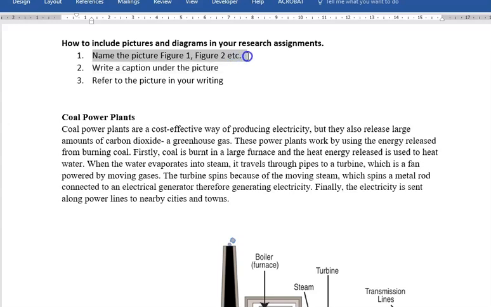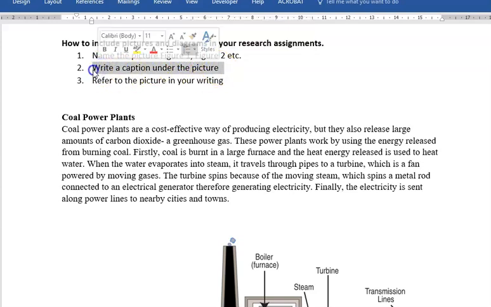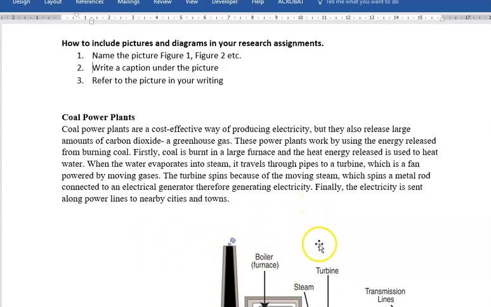Firstly, when you find a picture, make sure you actually name it. And the common way of doing it is calling each picture figure 1 and then figure 2 and so on. So the first picture you put into your assignment, you can call it figure 1, and then you need to write a caption as well. So that's the second one. After you've named it figure 1, write a caption which explains the picture. So someone should be able to just look at the picture and read the caption, and they should know what the picture's showing, even if they don't read your whole assignment.